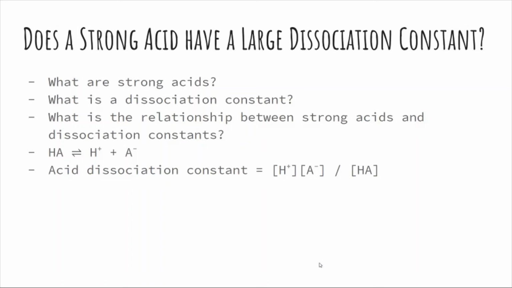Looking back, a strong acid produces a lot of hydrogen ions in a solution. If many hydrogen ions are produced, the concentration of them in the solution will increase, which overall increases the acid dissociation constant, making the above statement true.